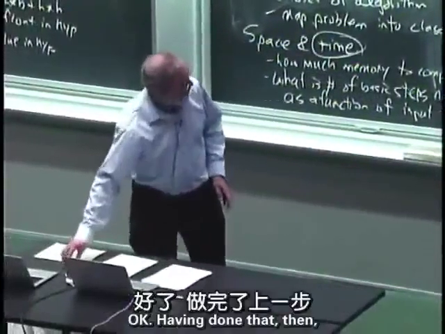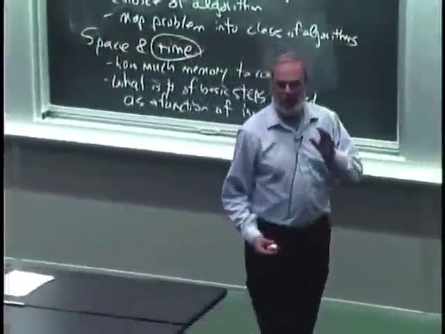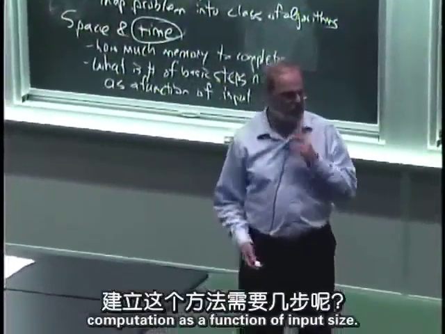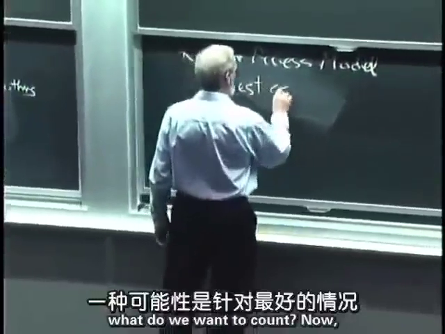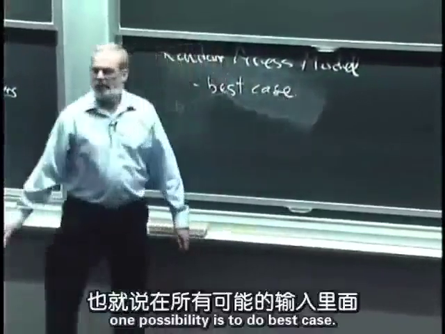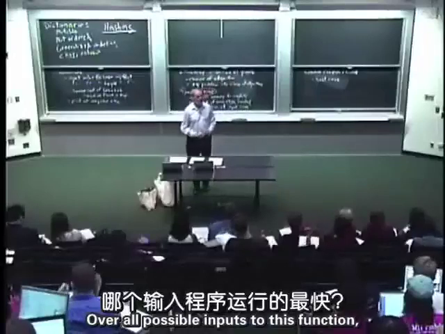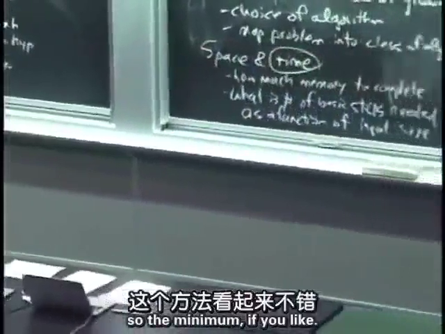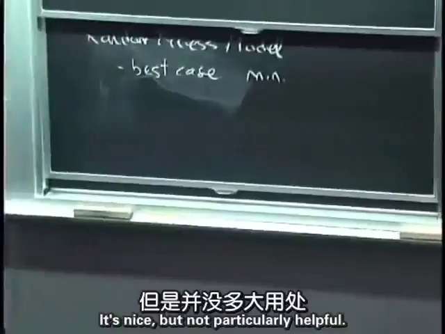OK, having done that, there are three things that we're going to look at. As I said, what we want to do is count the number of basic steps it takes to do a computation as a function of input size. And the question is, what do we want to count? Well, one possibility is to do best case. Over all possible inputs to this function, what's the fastest it runs? The fewest, or the minimum, if you like. It's nice, but not particularly helpful.